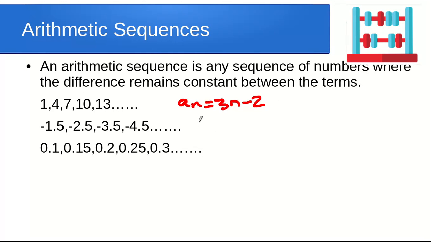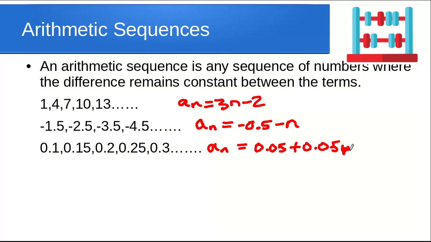It'll be the same for the next one, the sequence an again. This time though it's going down by 1 each time, and we're going to need to start at minus 0.5. So it's going to be minus 0.5 minus n. And similarly for the next one, but this one's actually increasing, we'd probably write down an equals 0.05 plus 0.05n. And that is the nth term for those three sequences. But like I say, in A level we tend to denote it an.